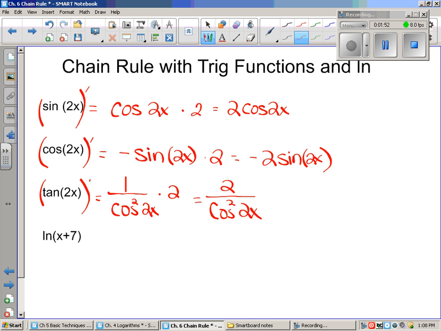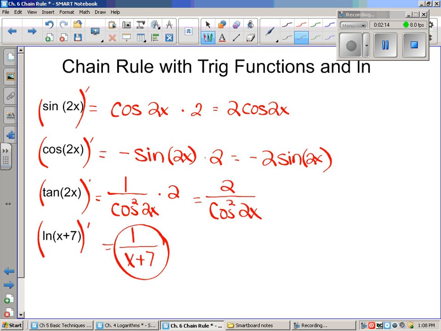All right, now let's look at a natural log question. The derivative of natural log is 1 over x. So that means whatever is in the x spot is what's going to stay there. So that would be 1 over x plus 7 times the derivative of the inside, which would be 1 in this case. So that's our final answer right there, actually. And so it would be 1 over x plus 7.